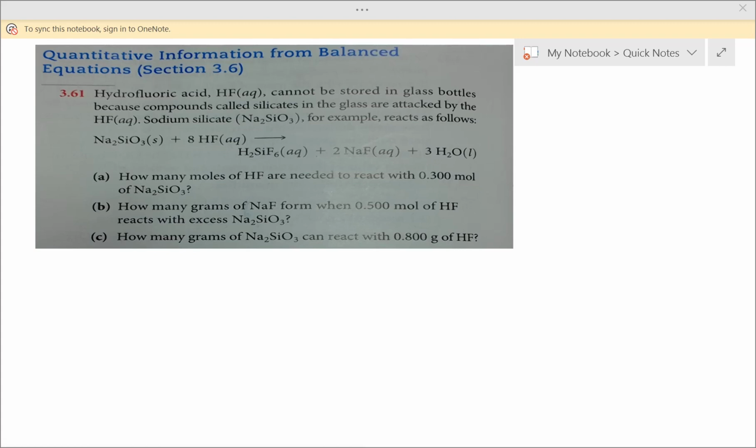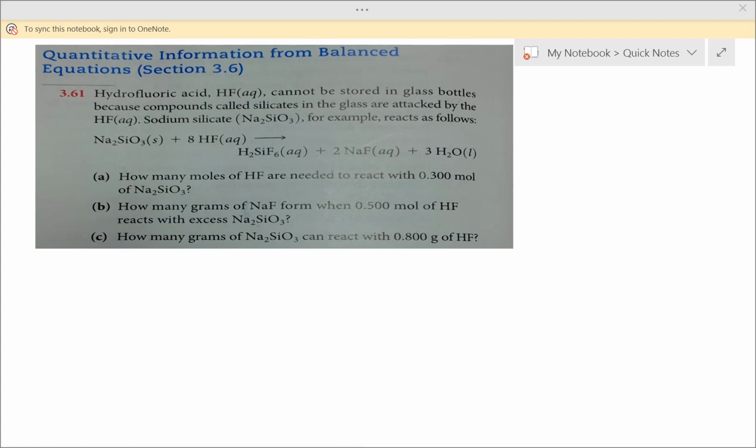Okay guys, so let's continue with section 3.6, quantitative information from balance equations. So from the statement, on part A, we have the moles of sodium 2 SiO3. We're trying to find the moles of HF. So you just have to follow the balance equation that you have on there.